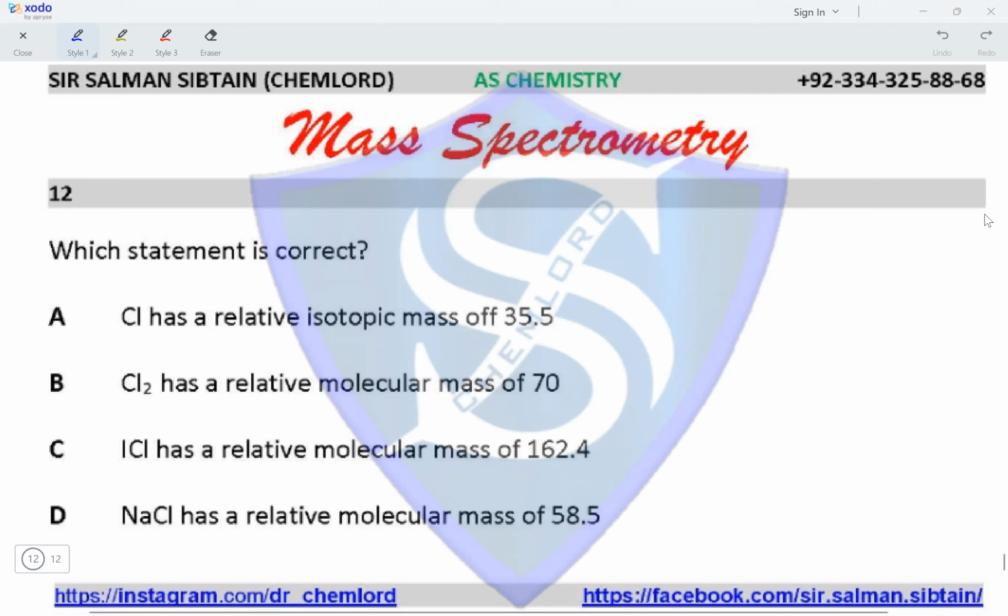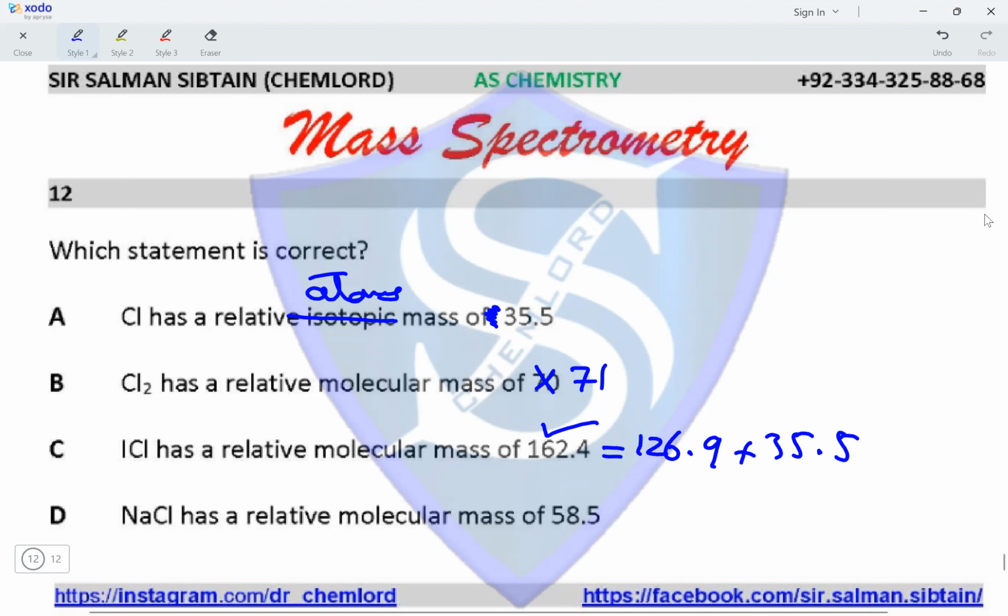Question 12. Which statement is correct? Chlorine has a relative isotopic mass of 35.5. No, it has a relative atomic mass of 35.5. Cl2 has a relative molecular mass of 70. No, it has a relative molecular mass of 71. ICl has a relative molecular mass of 162.4. So if we add together the Ar of iodine, which is 126.9, and the Ar of chlorine, which is 35.5, we do end up with 162.4.